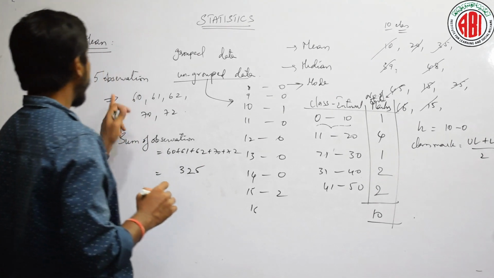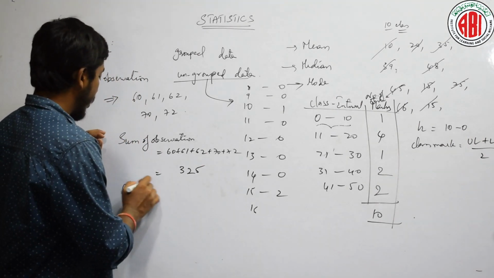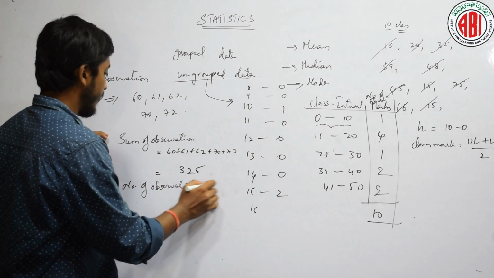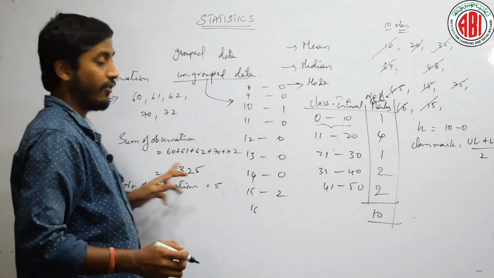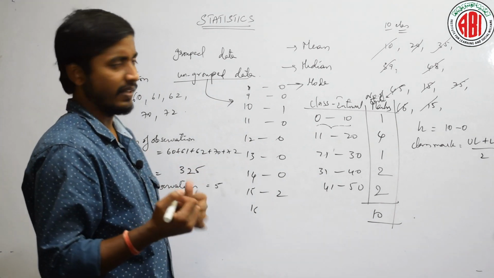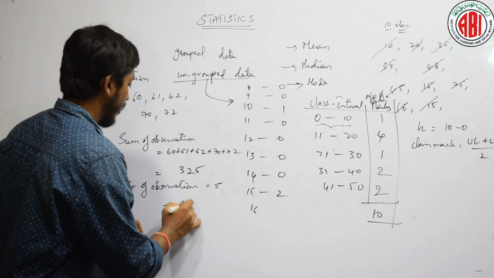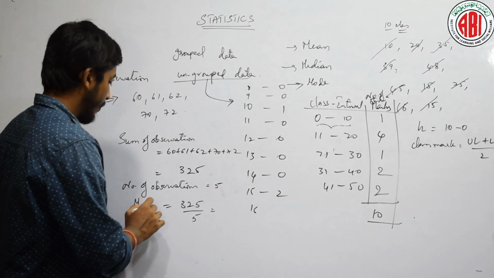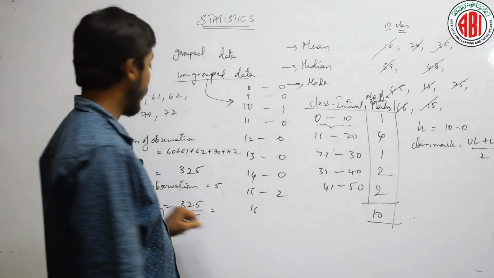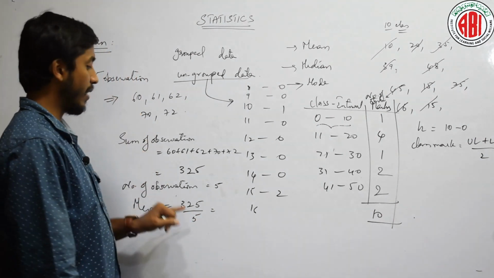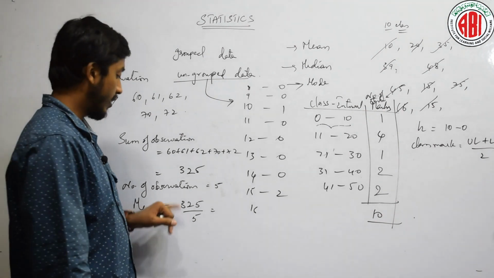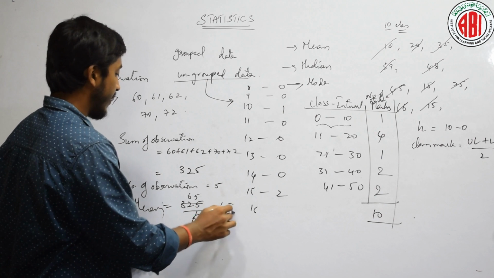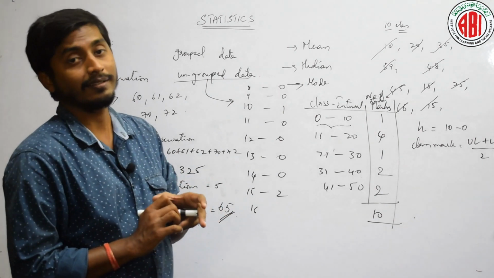Okay. Then next, how many observations are there? Number of observations is 5. How do you calculate? 325 by total, then you will get the percentage. Here we have to divide 325 divided by 5. Okay, that is my mean. Is it okay? Mean is defined as sum of observations by number of observations. Okay. 325 by 5, can I cancel it? 5 ones are 5, 5 sixes are 65. 65 is my average marks.